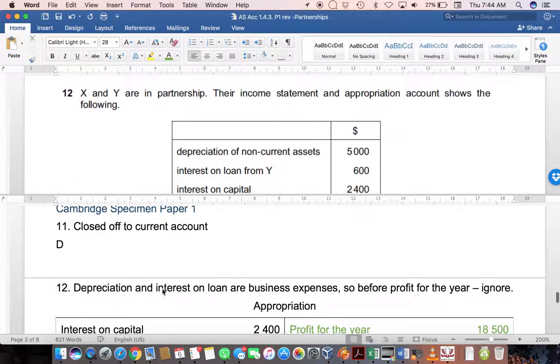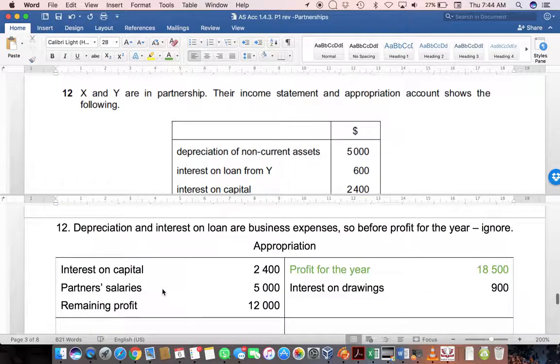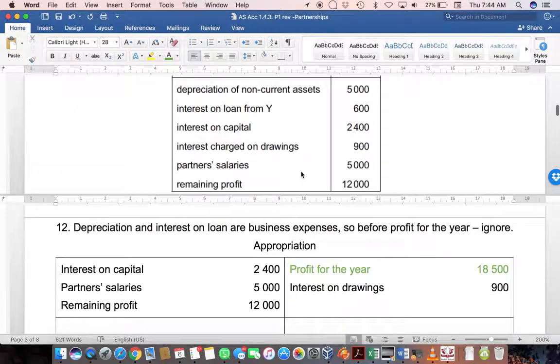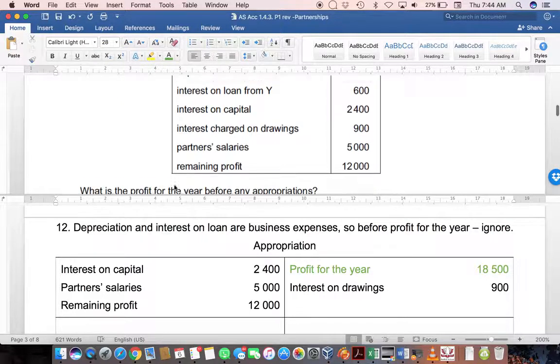Question 12, X and Y are in partnership. Their income statement and appropriation account shows the following. You can see that you're given a number of pieces of information as we were previously. You're given your depreciation over here. Now remember, the depreciation would actually be part of your operating expenses before profit. Interest on loan, remember loan is a liability, so this would be your finance cost. You are then shown interest on capital, interest on drawings, and partners' salaries. All of those would be appropriations in the appropriation account, and then the remaining profit is what is left over at the very end.